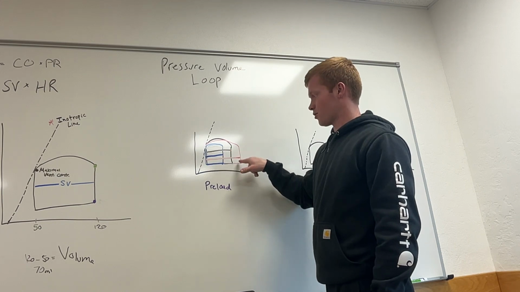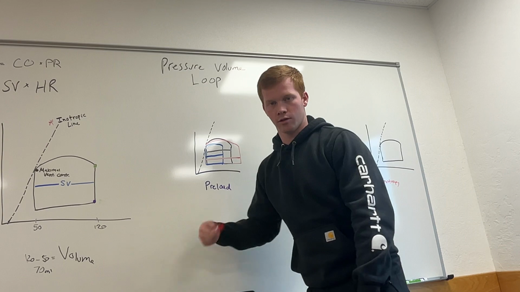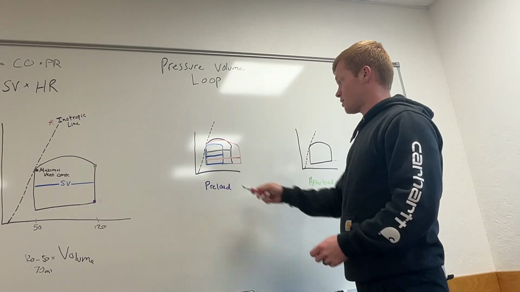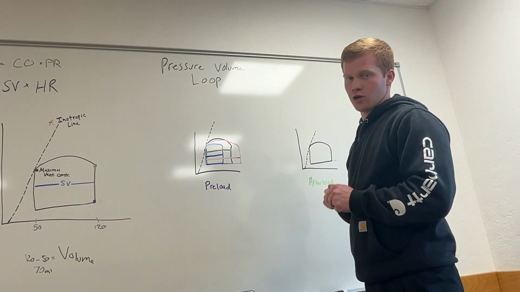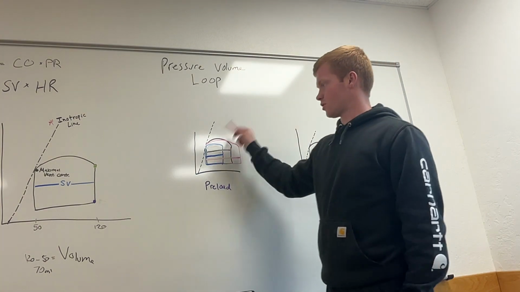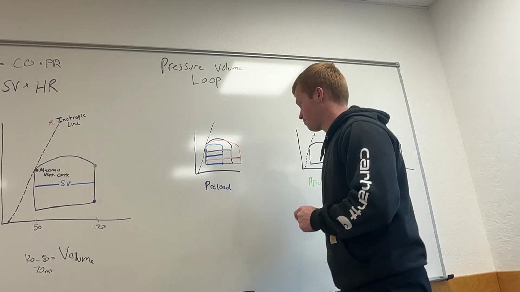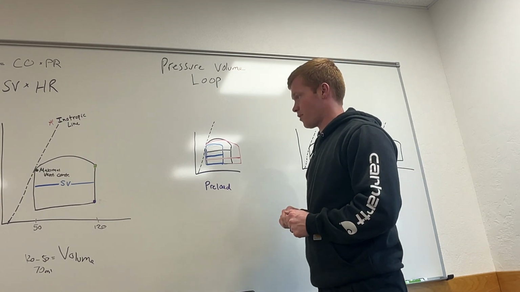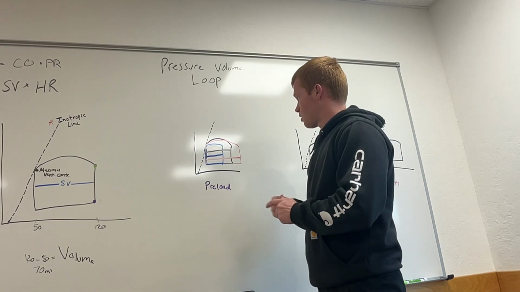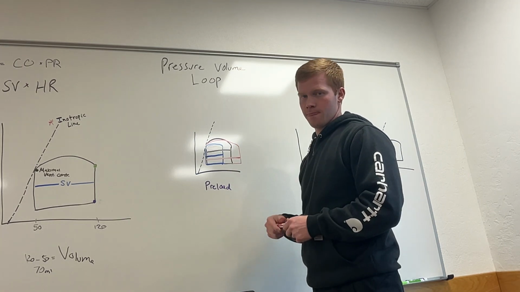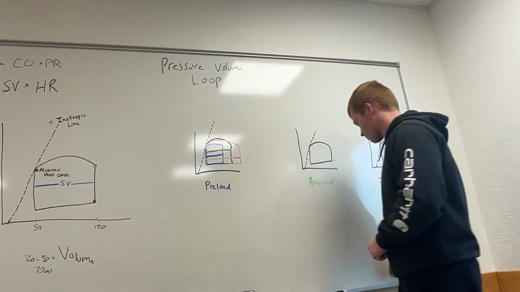Normal is right there. If we increase preload, stroke volume increases, more blood going through the heart. But as you can see with preload, changing preload doesn't affect our inotropic line. The heart's still contracting at the same strength. That's how preload affects the stroke volume. It doesn't affect pressure or inotropic line. Next, we're going to go to afterload.